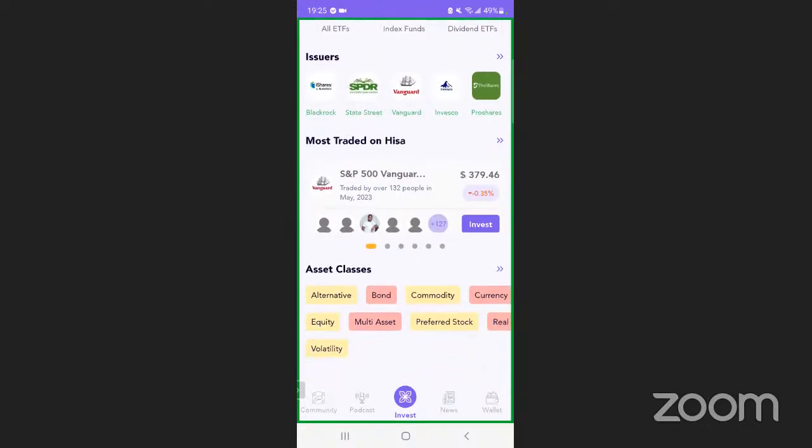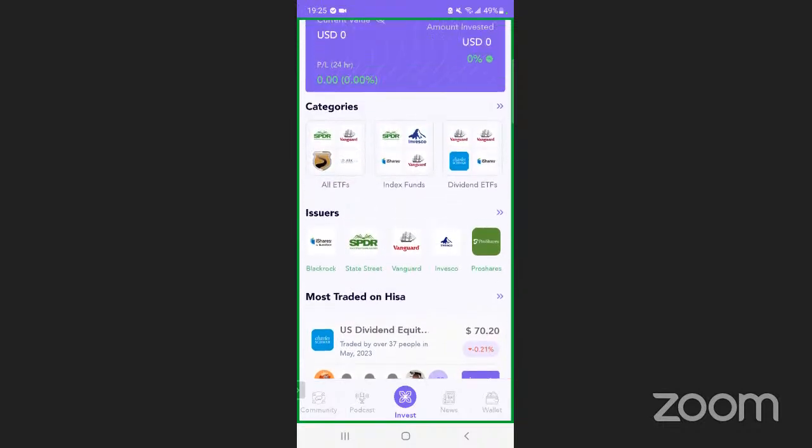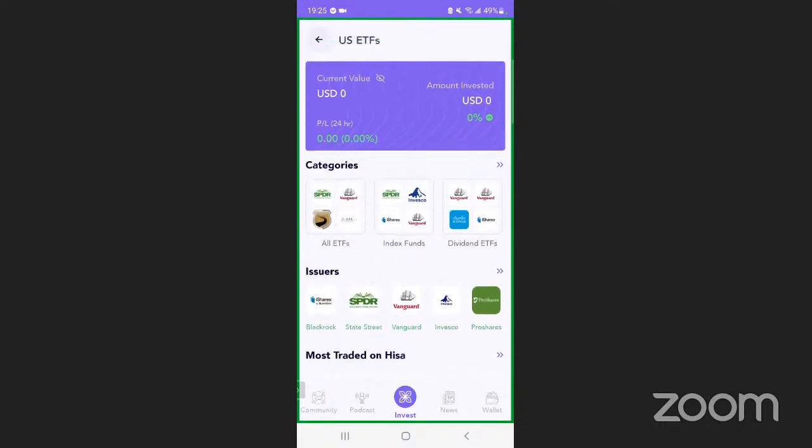And then you can see the different asset classes. Just like stocks, ETFs are also classified in terms of assets. So you can find bond ETFs, you can find equity ETFs, you can find multi-asset ETFs, etc. That's it on ETFs. Let me go back and see if I have a question.